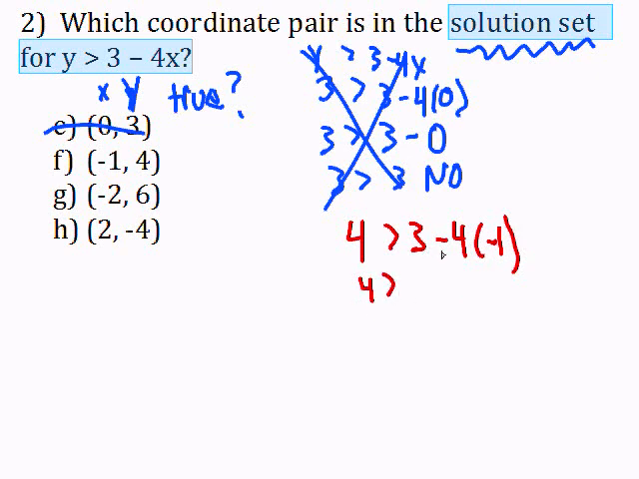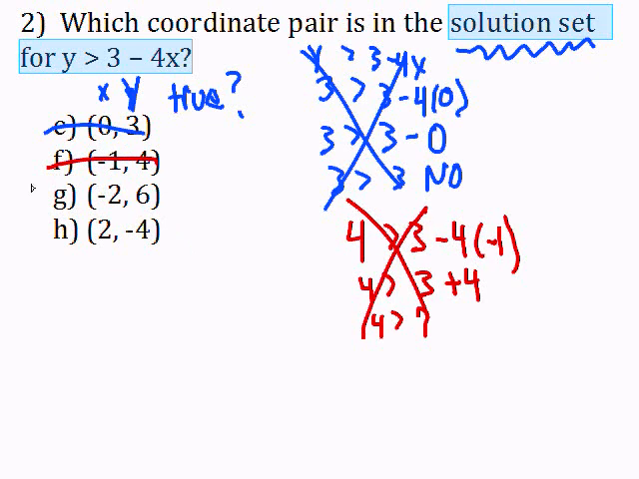4 is greater than 3 minus 4 times -1, which is 3 plus 4. So you get 4 is greater than 7. That's also not true. 4 is less than 7. 4 is not greater than 7. So F is not an answer either, or the correct answer.